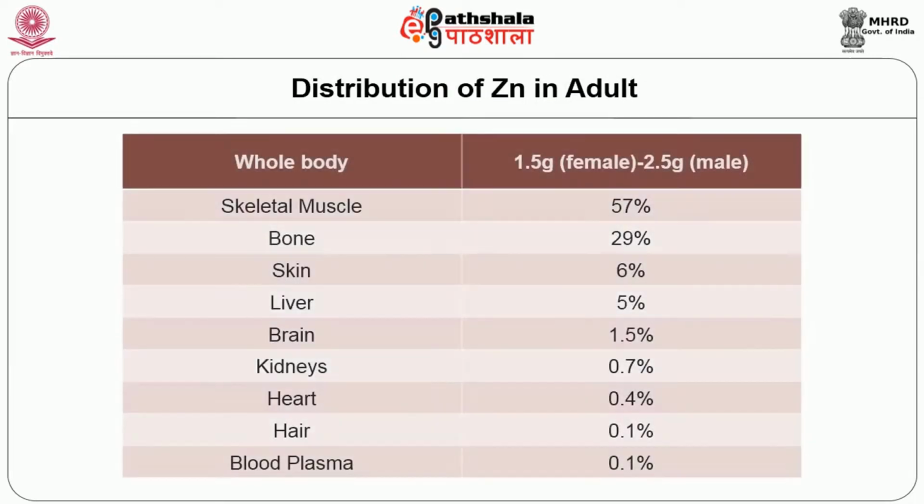As I said earlier, we obtain zinc from food, and once it goes into the body, it gets accumulated in different parts of the body. The total amount of zinc present in a male and female is given in this slide.